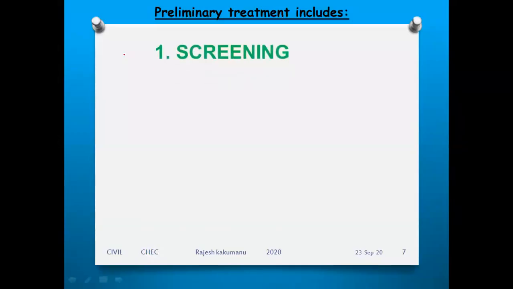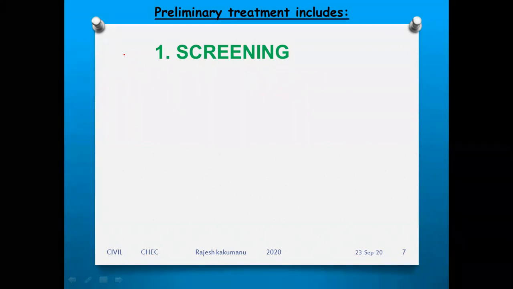So the screening is completed. We are having three types of screens. One is coarse screens, second is medium screens, and third is fine screens. So like this, we are having three types of screens for the preliminary treatment methods.